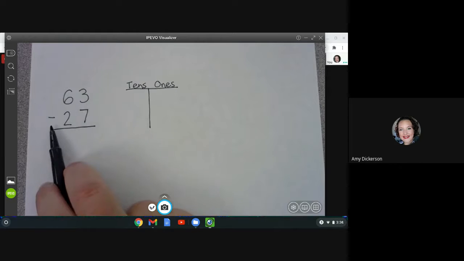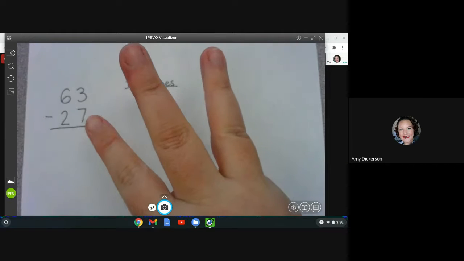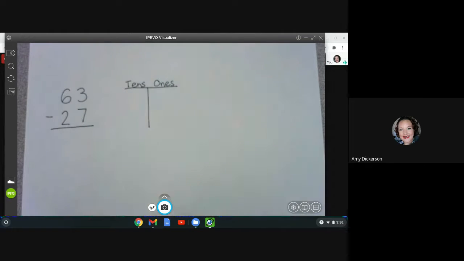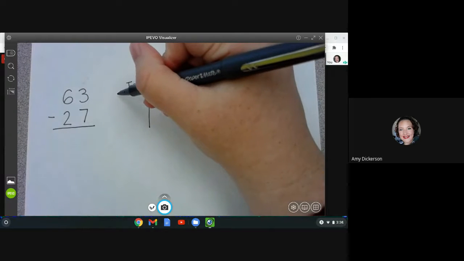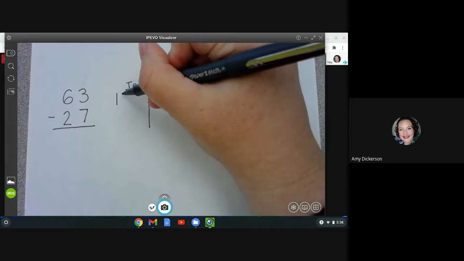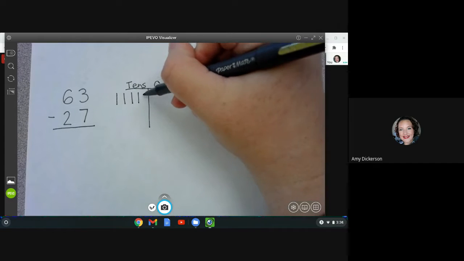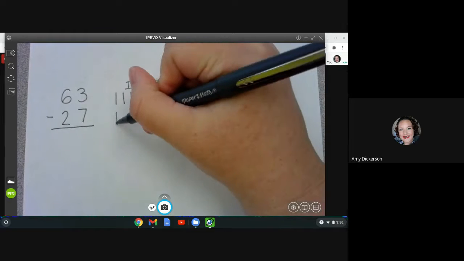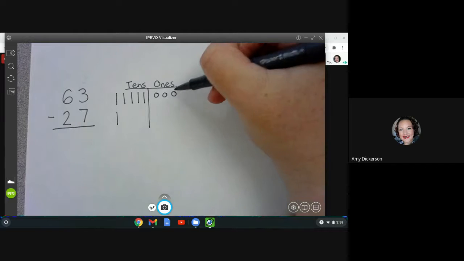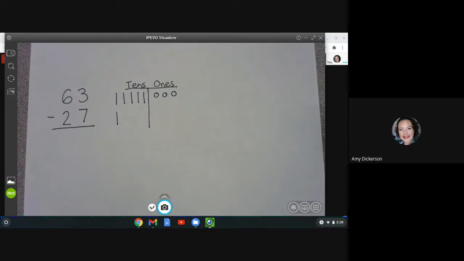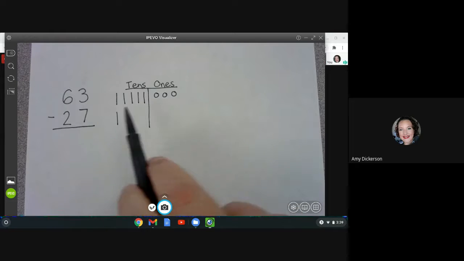3 minus 7. Well, if I only have 3, I don't have enough to take 7 away. So I am going to need to do this and show what I'm doing. So I'm going to start with 6 tens. 1, 2, 3, 4, 5, 6, and 3 ones. All right. Okay. I need to take 7 away, so I have to take a 10.